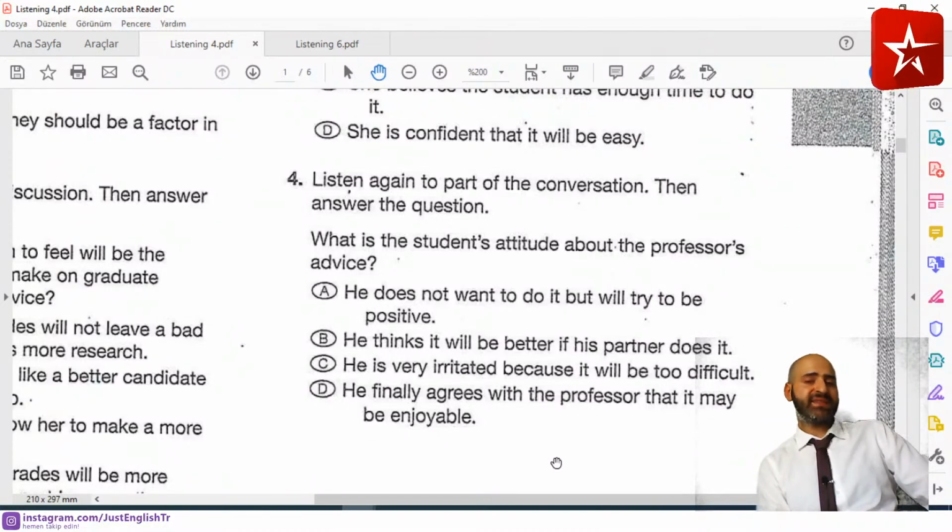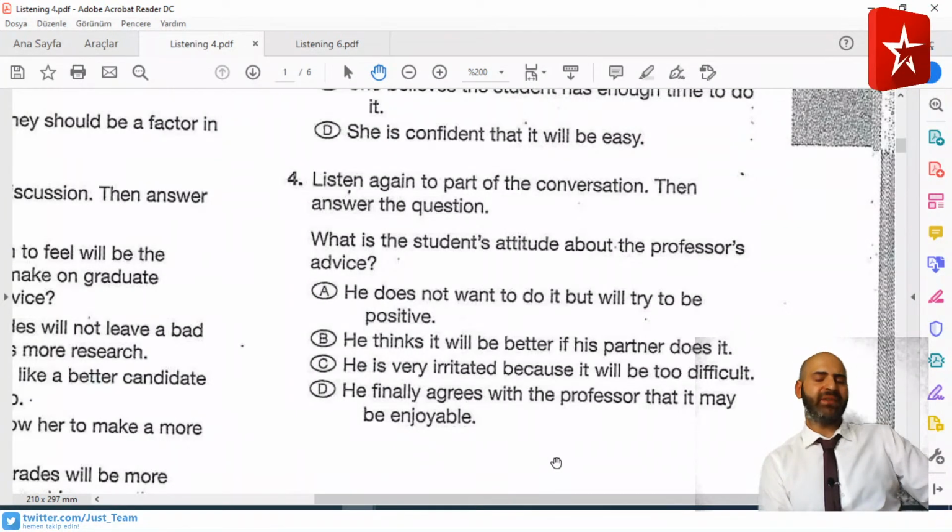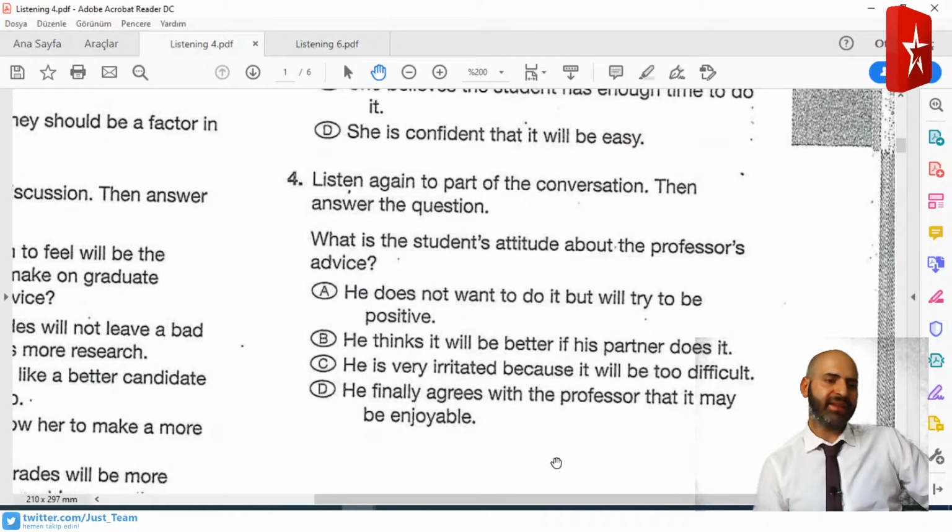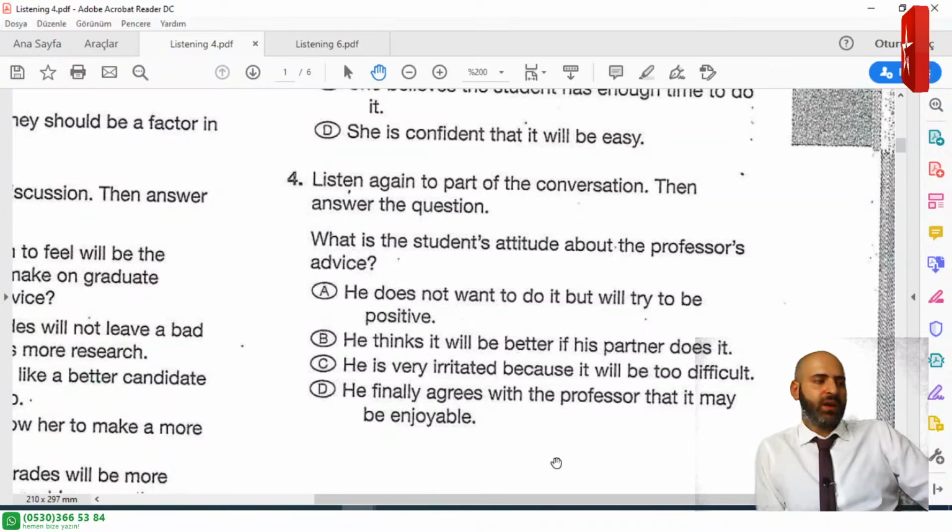Some students say A, some students say D. Definitely B and C we should eliminate. They are not correct answers. Now let's talk about A and D.